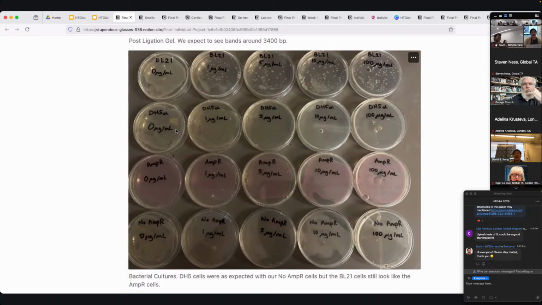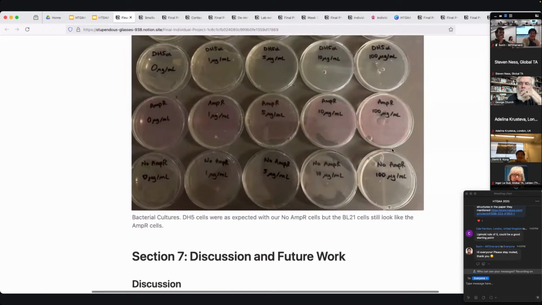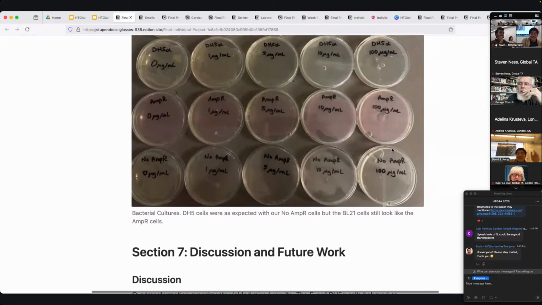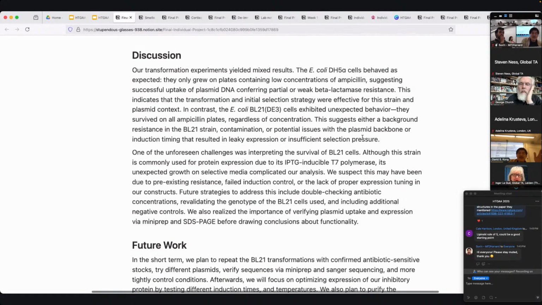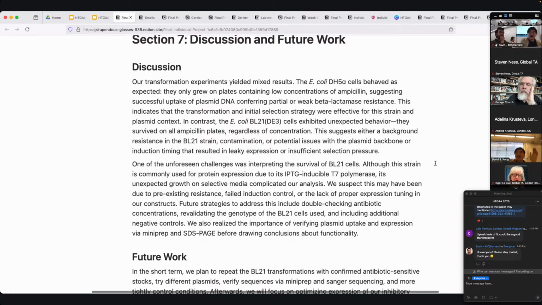But DH5, either two things happened here. It didn't take up the plasmid at all, and it just died. Or it took up the plasmid and expressed the protein, and that worked, and it died at 0 or 1 microgram per milliliter, like it's supposed to if everything worked. However, we have GFP in our construct, and nothing is green for these top two. So we might have to lean towards it not working, but we'll have to double check that and see. So our results are very mixed.